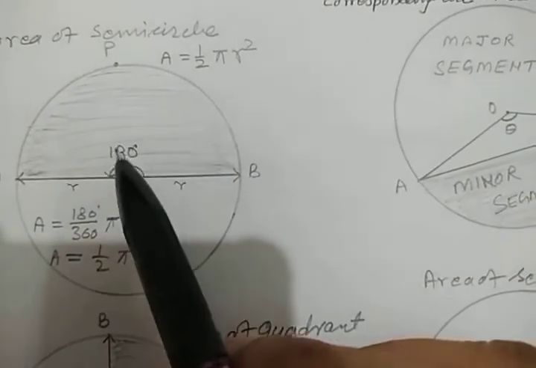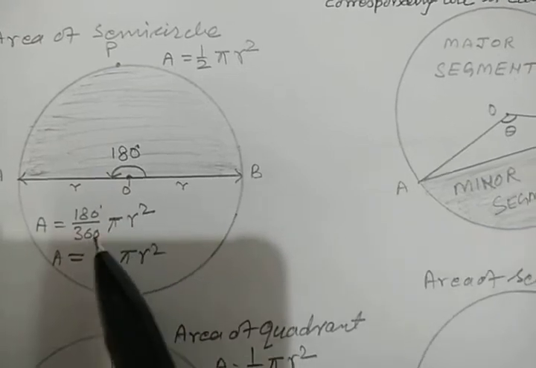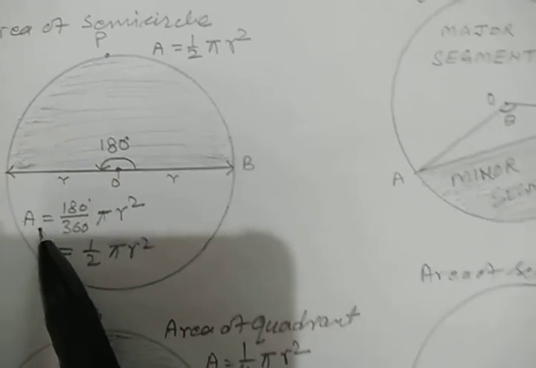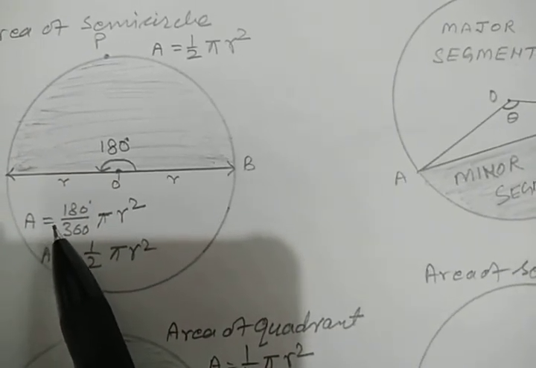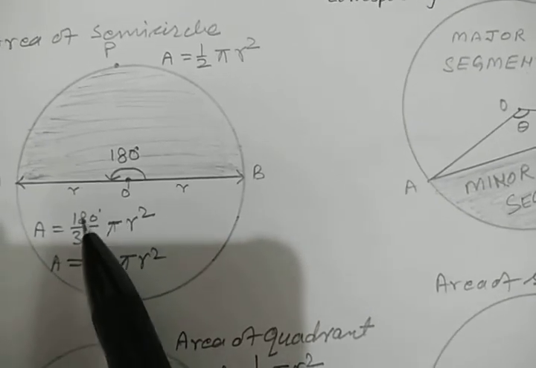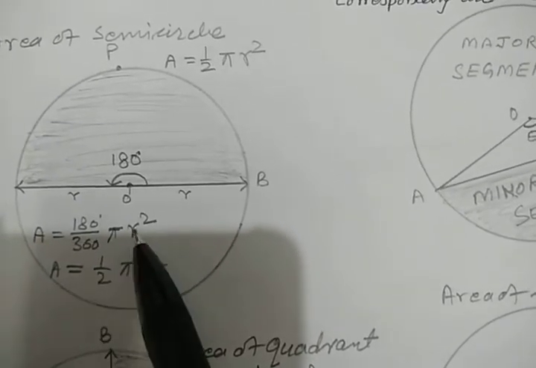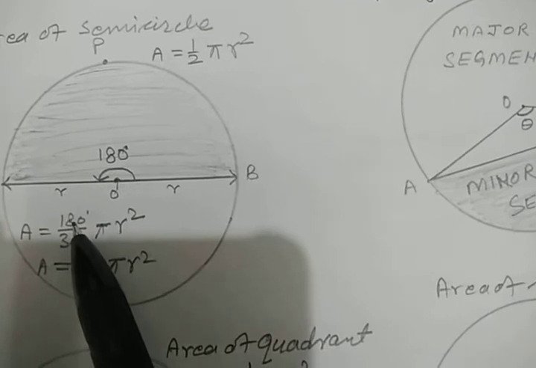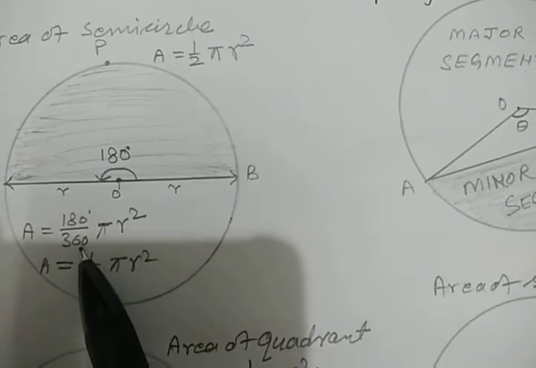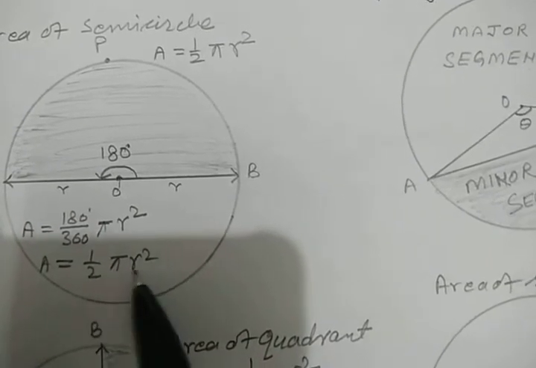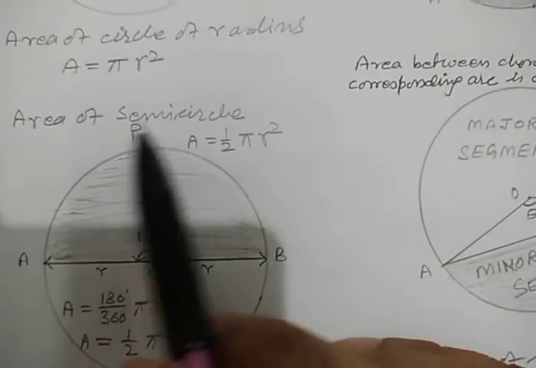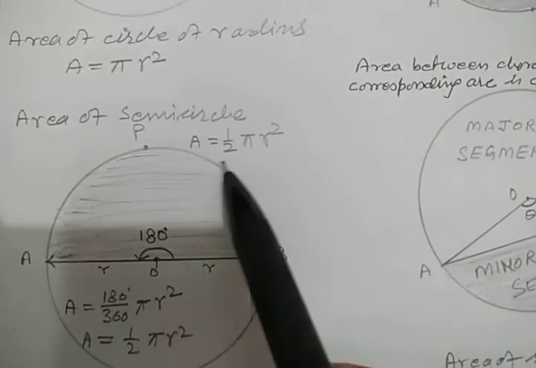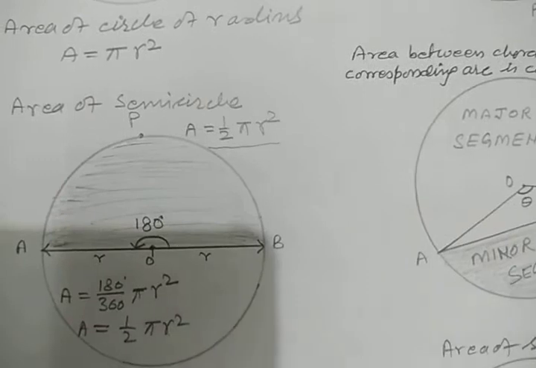180 out of 360 degree. So we have to write down here capital A equals 180 upon 360 of pi r square. Cancel out, it is 180 divided by 360, it is 1 by 2 pi r square. Hence the area of a semicircle is always equal to half pi r square.